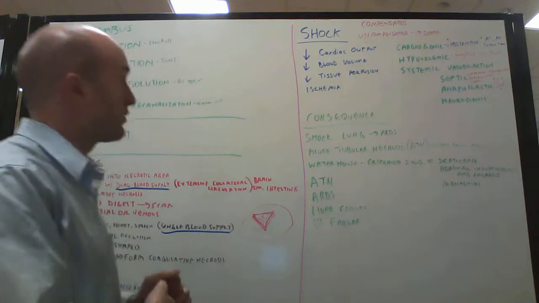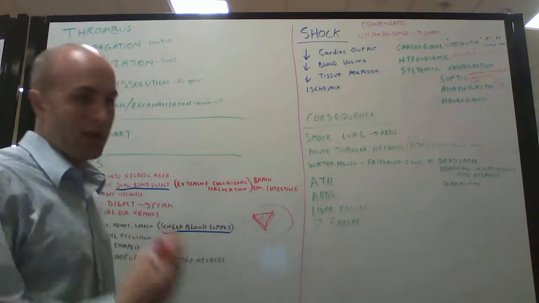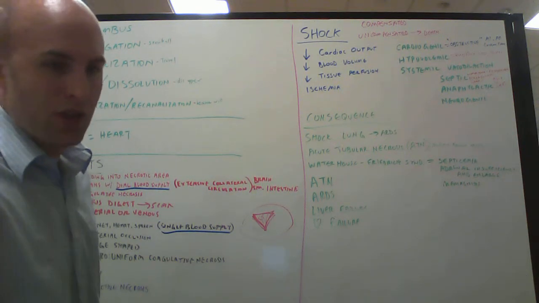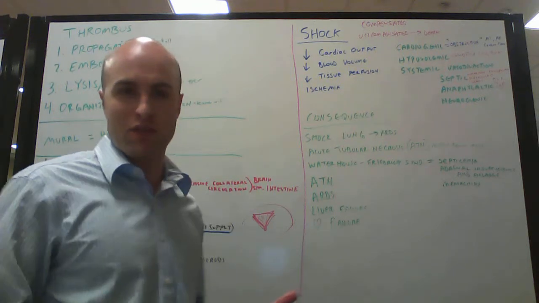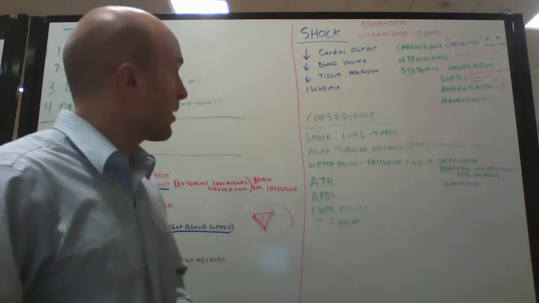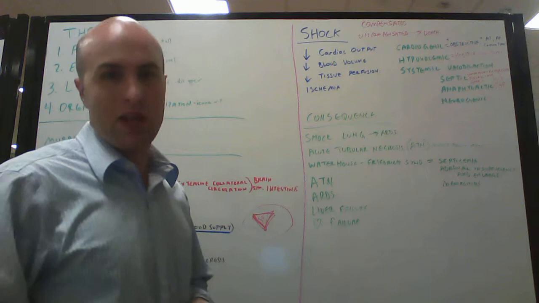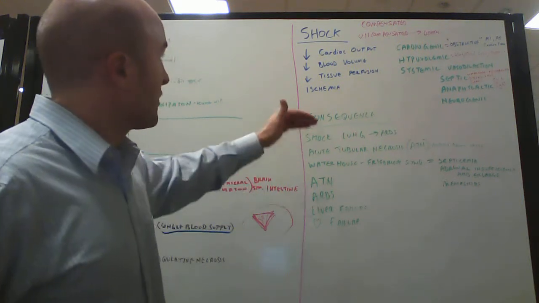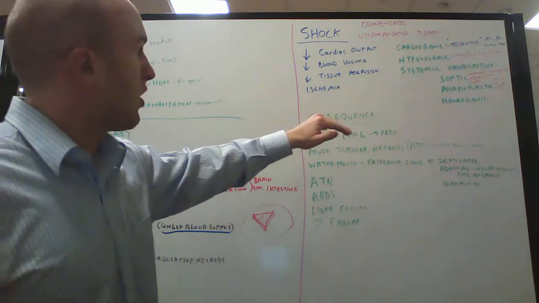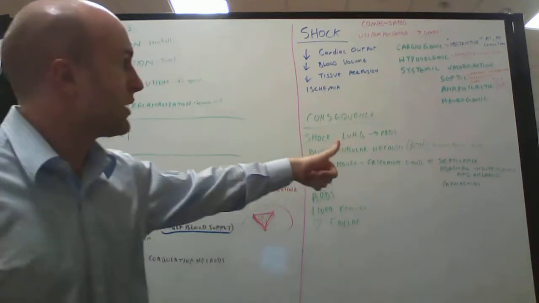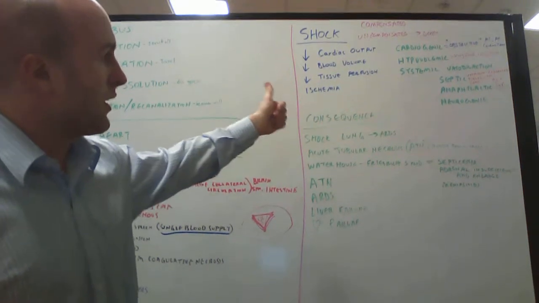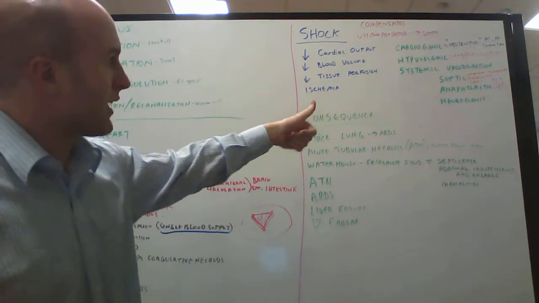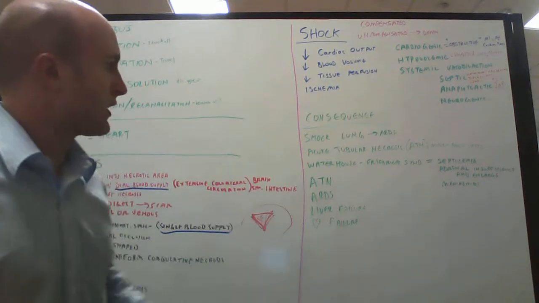There are a number of different types of shock. Shock can be compensated or decompensated. Compensated shock is essentially when your body can compensate for it and you can come out of it and you don't die. Uncompensated shock is when your body can't compensate for it and you die. So different types of shock are cardiogenic, hypovolemic, and then they have systemic vasodilation, septic, anaphylactic, or neurogenic.